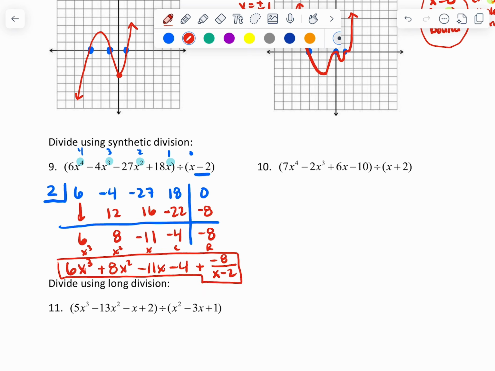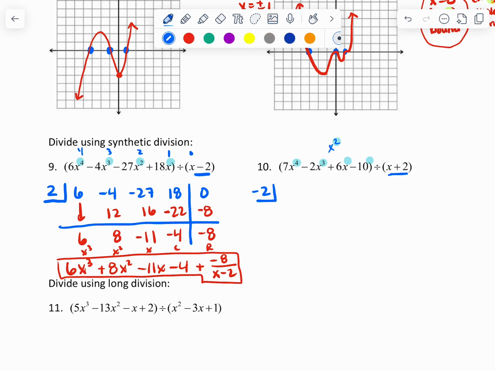All right, let's try number 10. So here, what goes inside the box? So again, because it says x plus 2, if you say x plus 2 equals 0, x is going to equal negative 2. You got to flip that sign. Let's make sure that we have everything. So we have 4, 3. We're missing a 2. We don't have an x squared, right? So we're missing that. So we have 4, 3. Now we have a 2, 1, and we have a 0. So we're good to go.